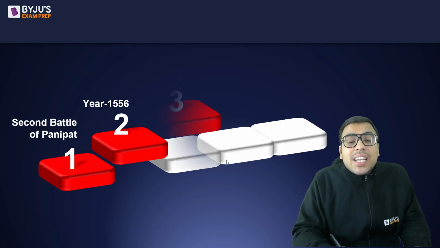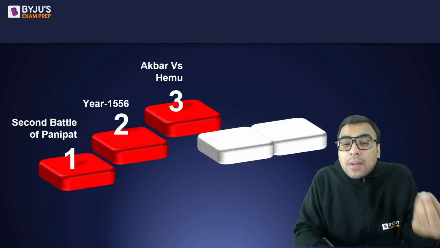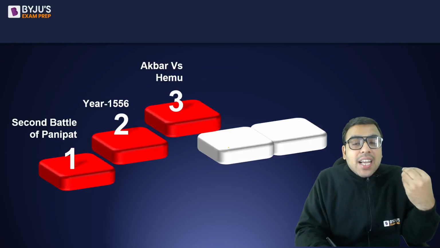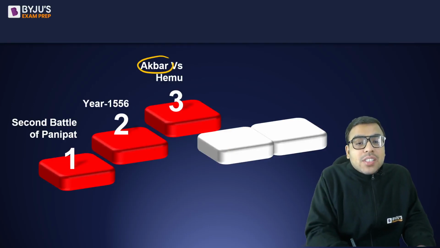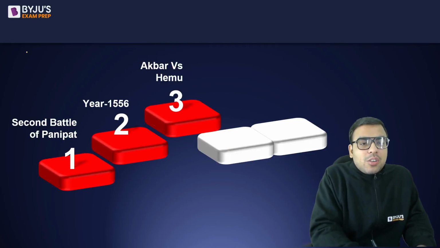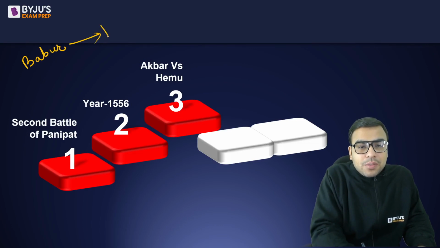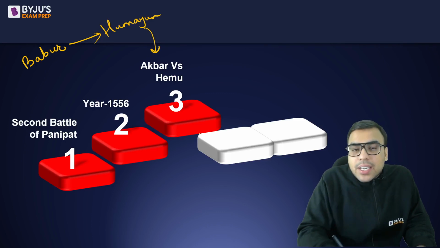Now, the third question is, the battle happened between which 2 kings? The answer is Akbar versus Hemu. Akbar was very young at that time. I hope you are aware that Babur's son was Humayun. Okay, and Humayun's son was Akbar, right?